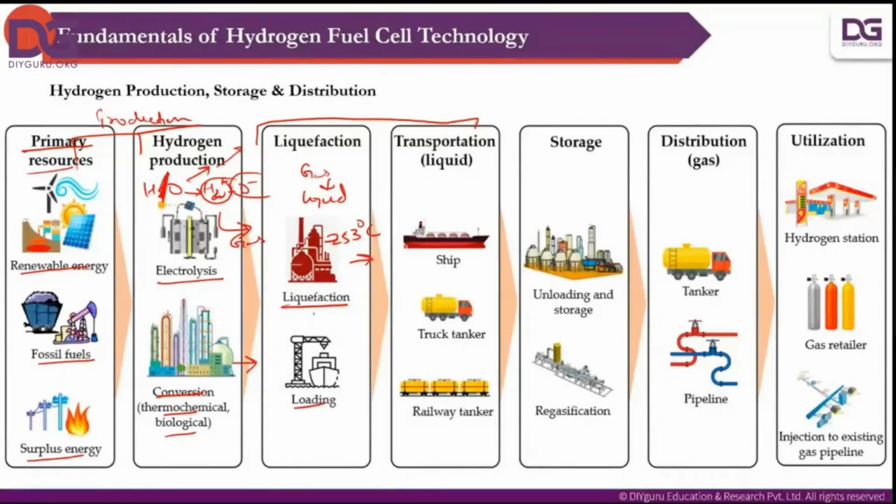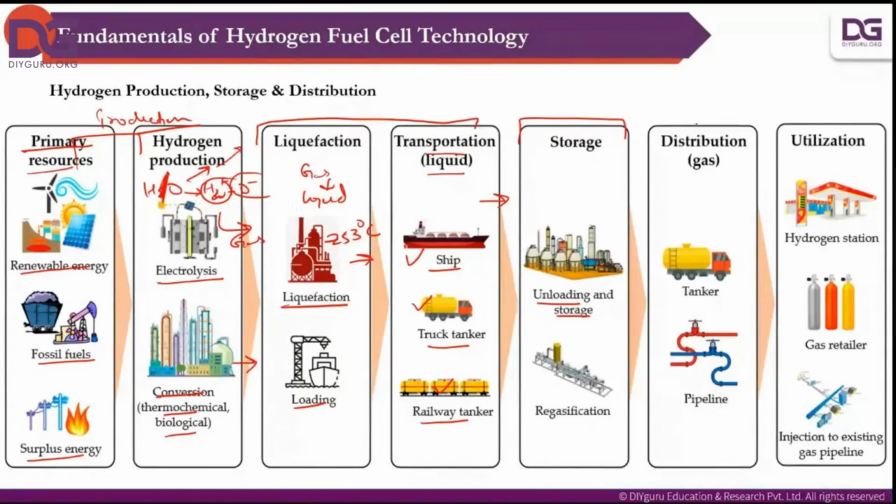Liquefaction and loading is done. It means after converting into liquid, it is loaded onto whatever transport mode is there. The transport mode can be a ship through oceans from one place to another, or a truck or tanker, or the railway line. So rail mode, road mode, and water mode: three modes. The transportation can be done in a liquid state. After that, we do the unloading, maybe from the ship, the tanker, or the rails, and it is stored in containers. This is the part of storage.